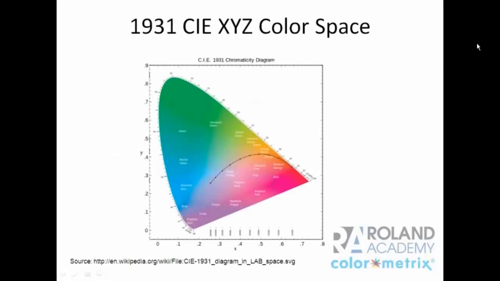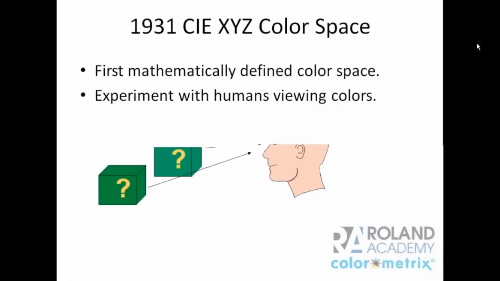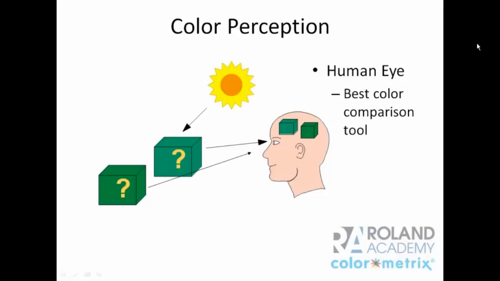So let's jump right into this 1931 CIE XYZ color space. You can see by the graph on the screen that what they did is they took the rainbow and broke it down into a graph. And once it's a graph, you can model it mathematically. It was really the first mathematically defined color space, and it was achieved by viewing experiments with human beings. So they created a controlled viewing environment. This is a slide from part two, with a light source.